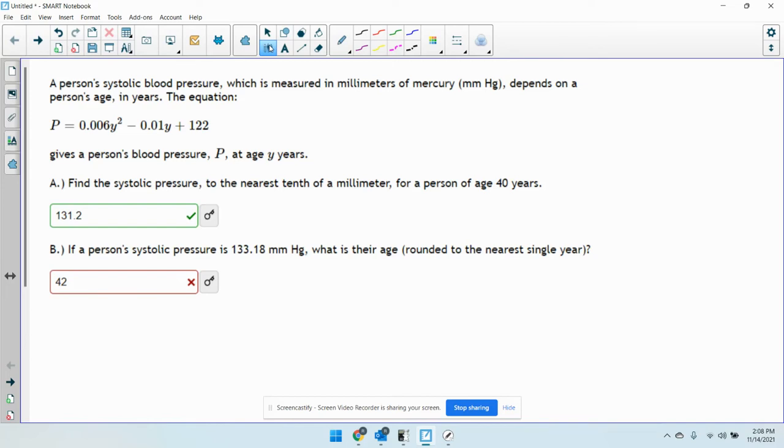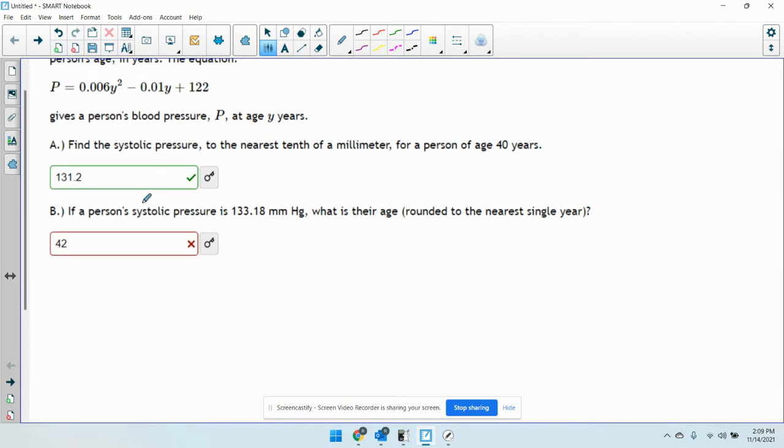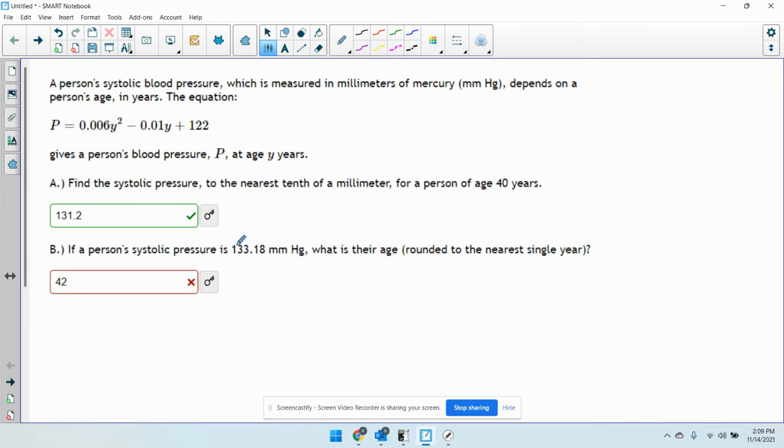Okay, so this is a person's systolic blood pressure, which is measured in millimeters of mercury, depends on the person's age in years. So this function gives their blood pressure after a certain number of y years. So if a person's systolic pressure is 133.18, what is their age? So we're going to replace P with 133.18.